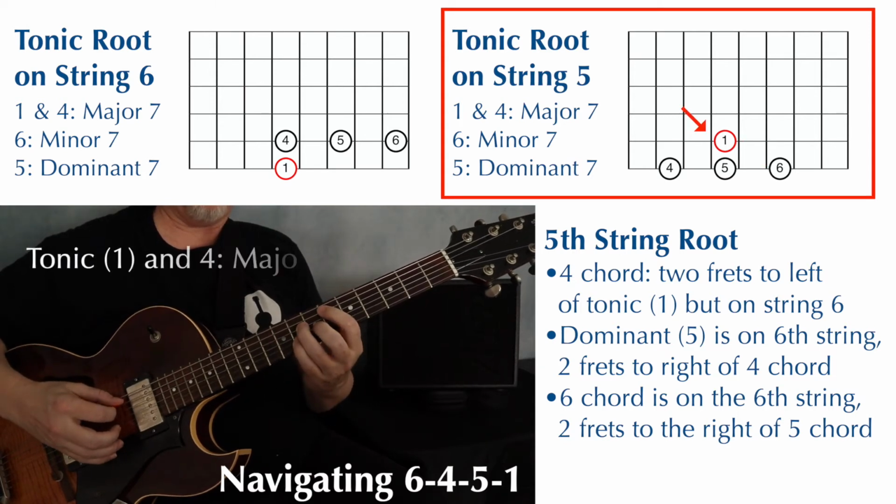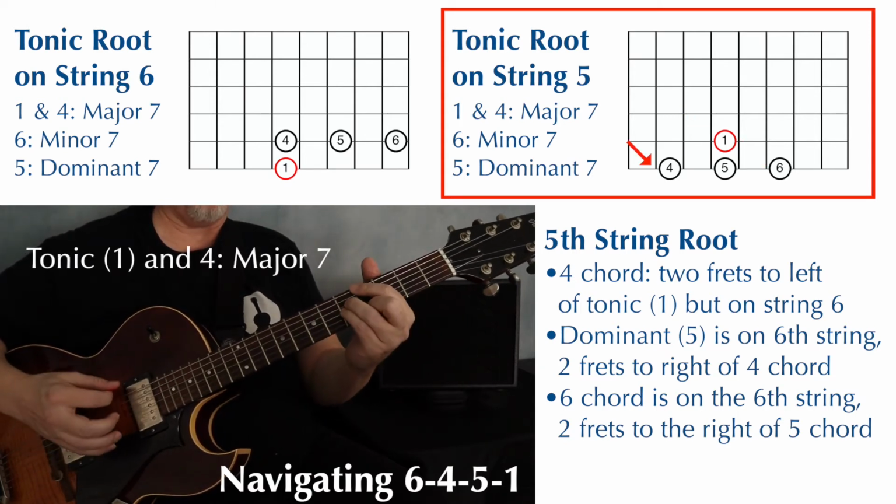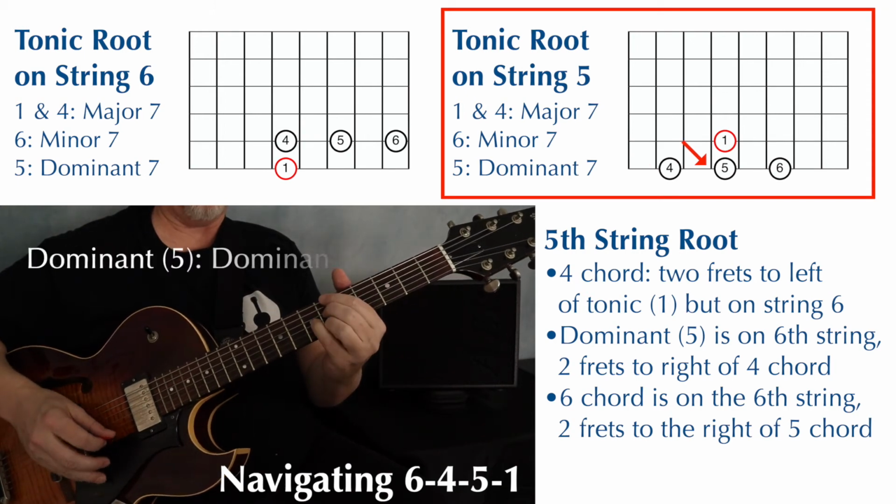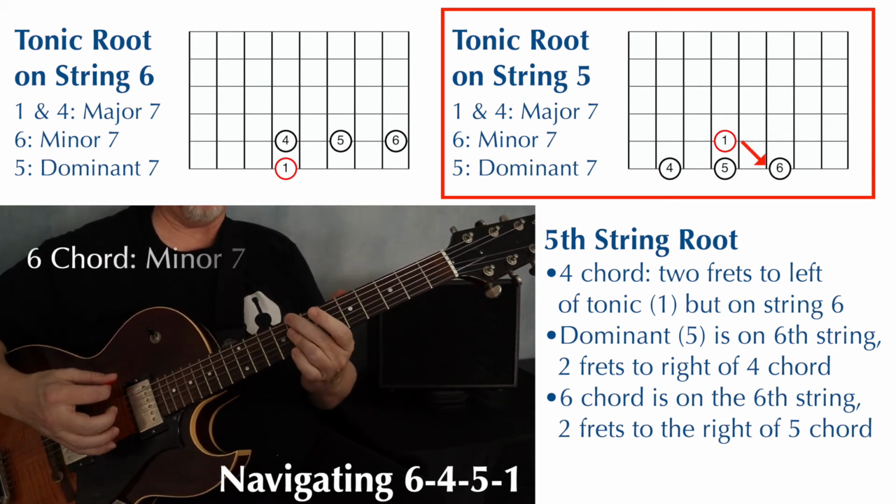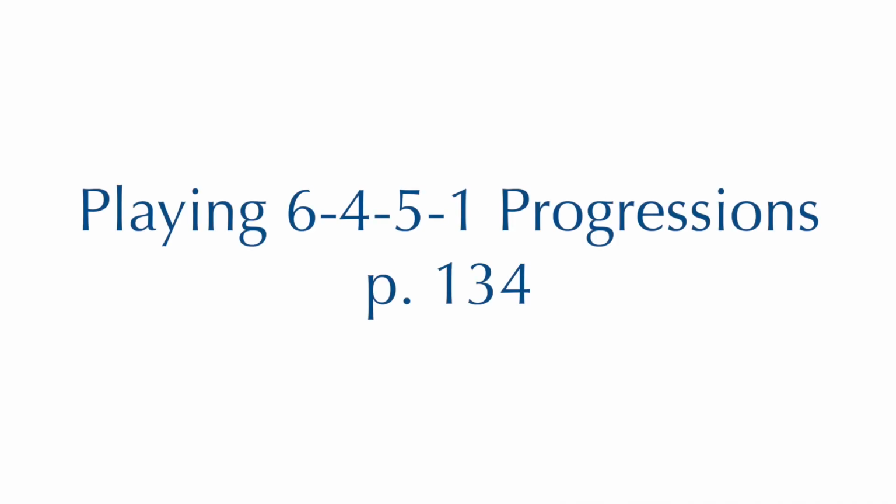And then major 7 for your 1, major 7 for 4, dominant 7 for 5, and minor 7 for your 6 chord.